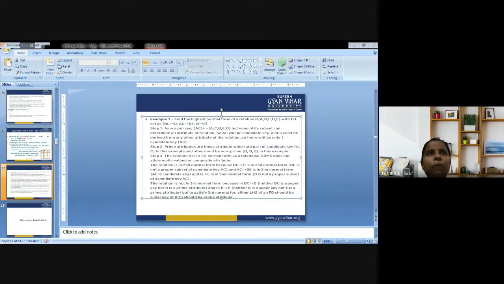If I am talking about any relation R, and it has three attributes, that is A, B, C, and I can say that A is deriving BC, then B is deriving what? It means A and B both are super keys. So the relation is in BCNF.